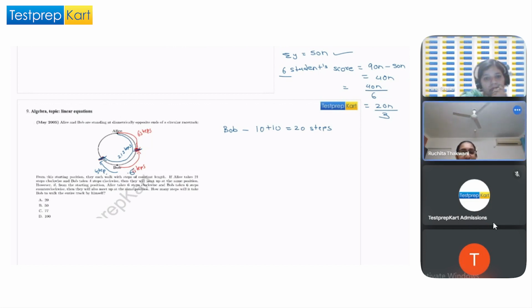24. How? But isn't it the same steps, or are their steps different? So wouldn't it be 20 steps? It would be different now. My steps, your steps, how could they be the same?